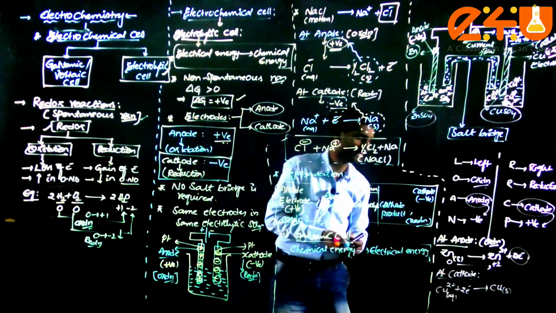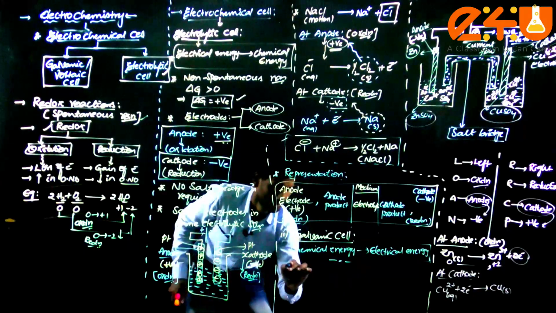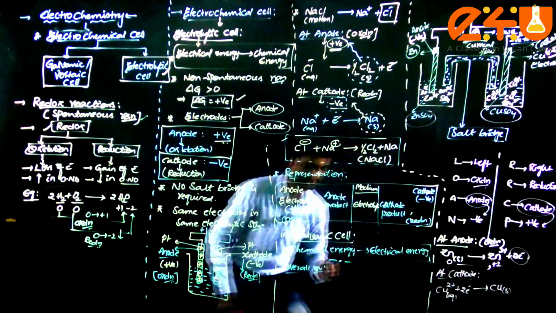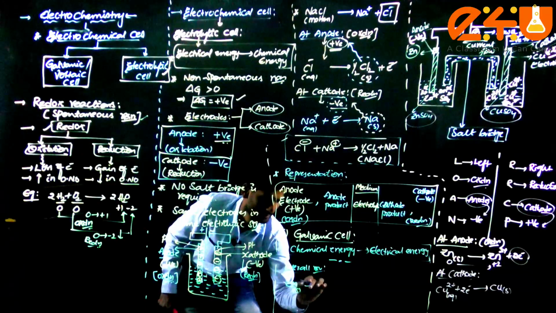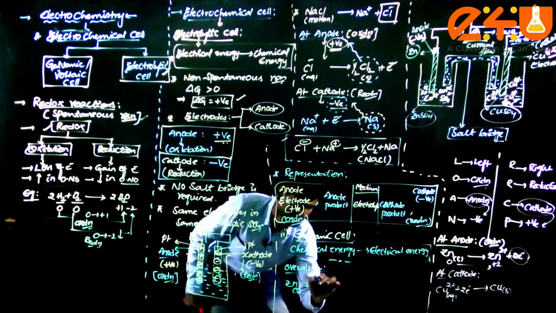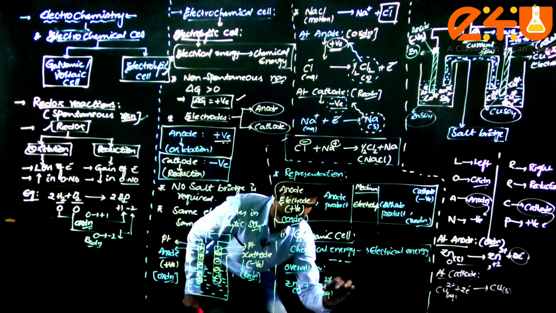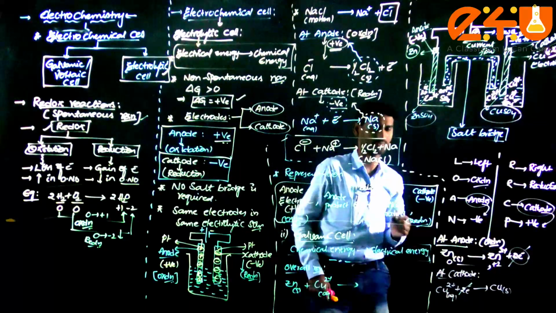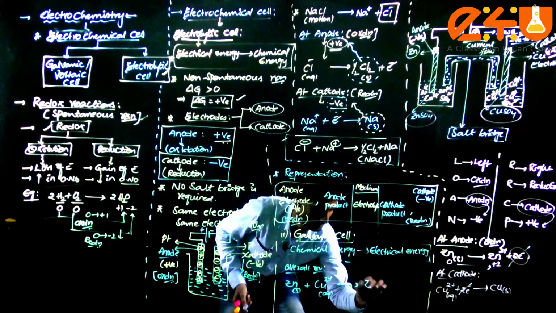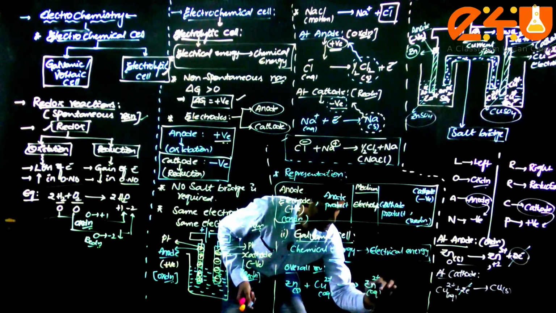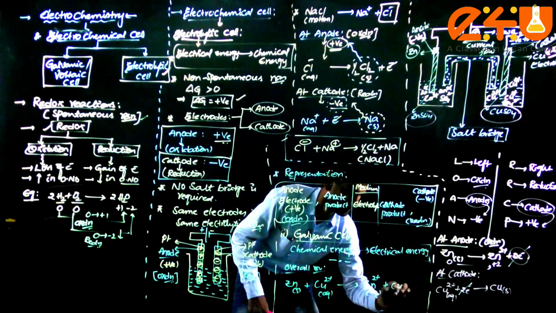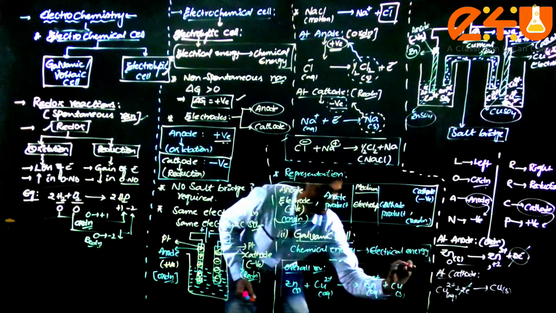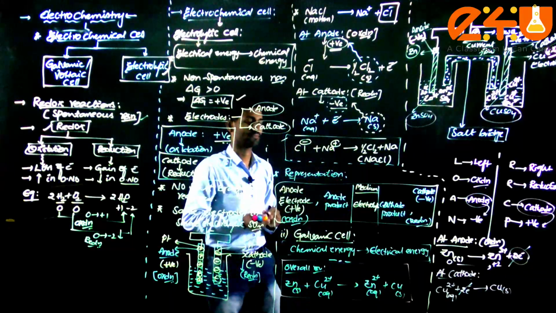If you want the net reaction, I am taking the overall reaction. On the left side, we have Zn in solid plus Cu2+ in aqueous medium, which gives rise to, on the right side, Zn2+ in aqueous medium plus copper in solid state. These 2 electrons will be cancelled. This is the overall reaction of the galvanic cell.